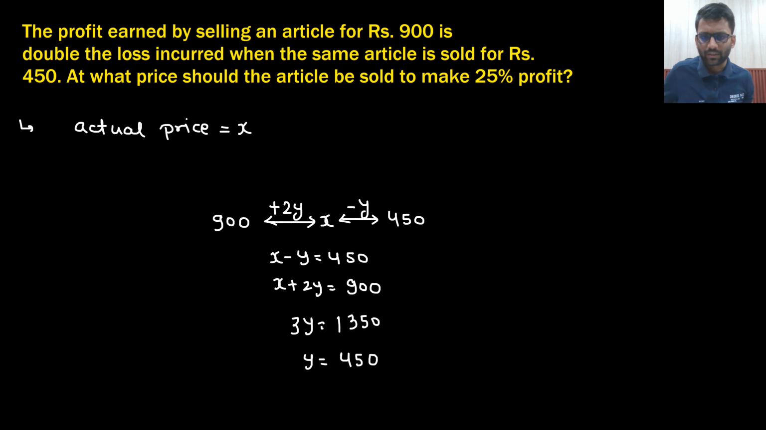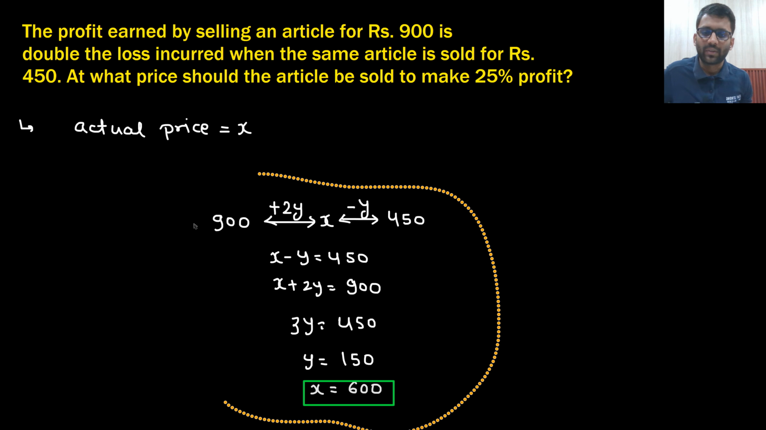Okay, you need to subtract, sorry. You need to subtract. So 3y is equal to 450. So y is equal to 150. That means x you are getting is 600.